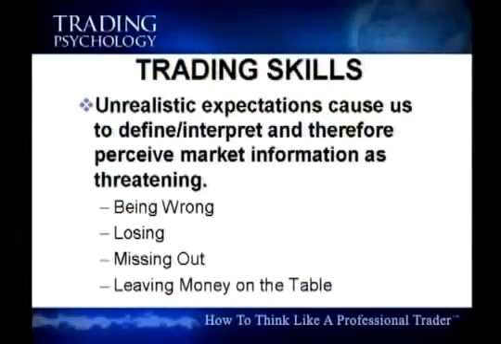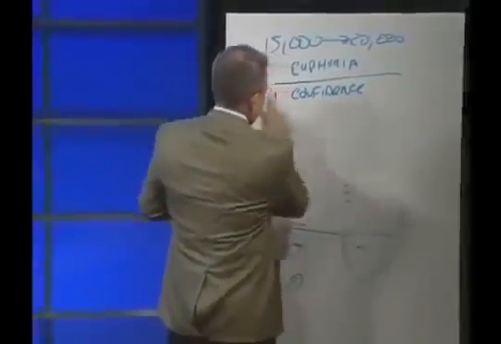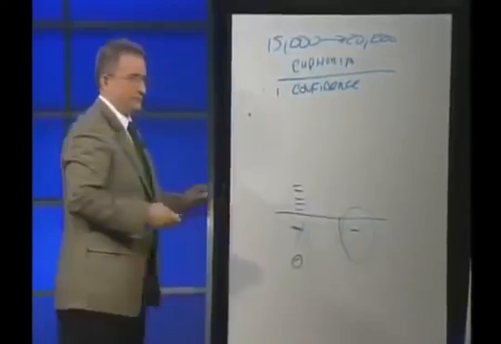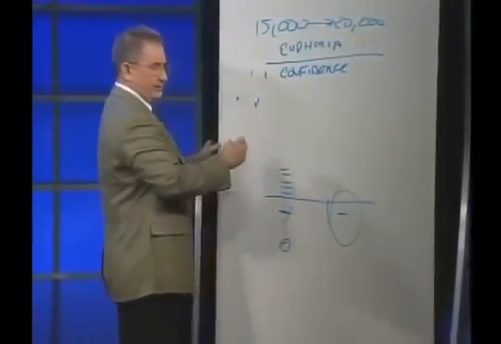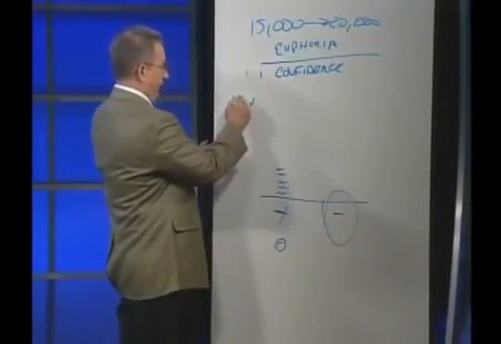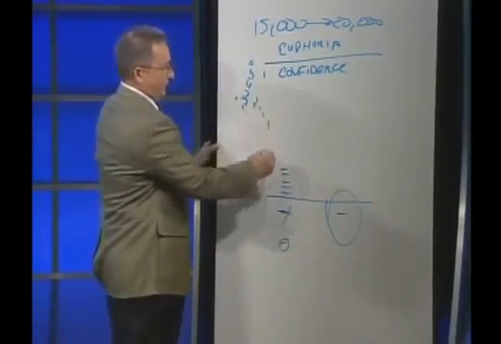Unrealistic expectations cause us to define and interpret and therefore perceive market information as threatening. Ultimately, we can break the market down to its lowest definable component parts. If we break the market down to its lowest definable component parts, what we end up with is up and down ticks. An uptick is one incremental price change where the price moved from 1 to 2, from 2 to 3, 4, 5, 6, whatever, and then down ticks.